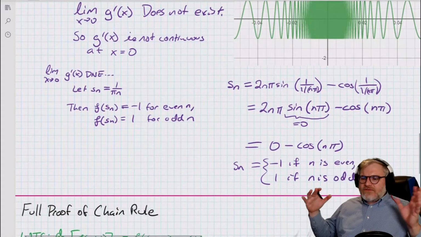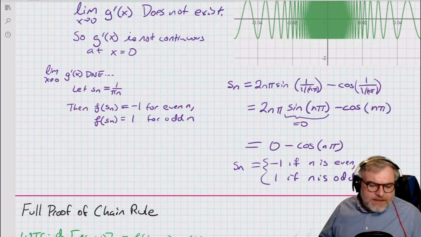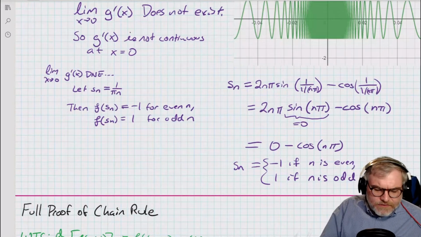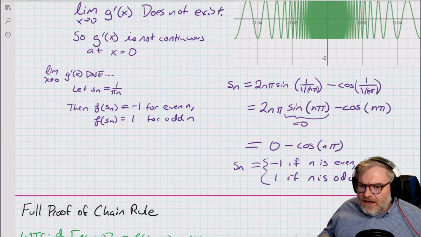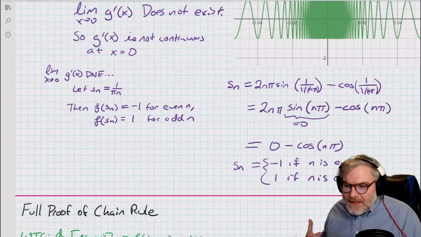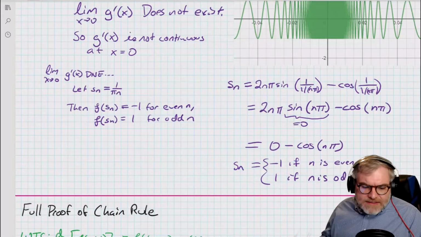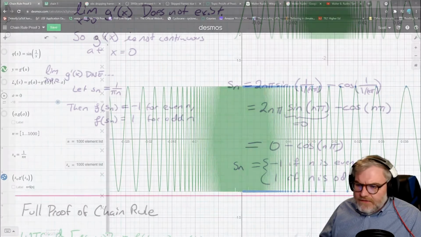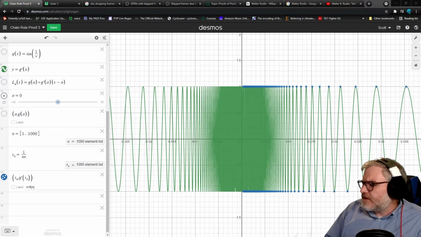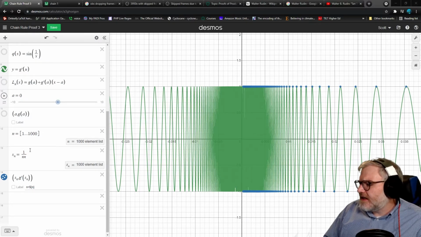That means I have got 2 sequences in the y space that don't go to the same number. So let's look at that. That's this. Here's my sequence, I did Sn equal to 1 over pi n. There's my y equals g prime of x.